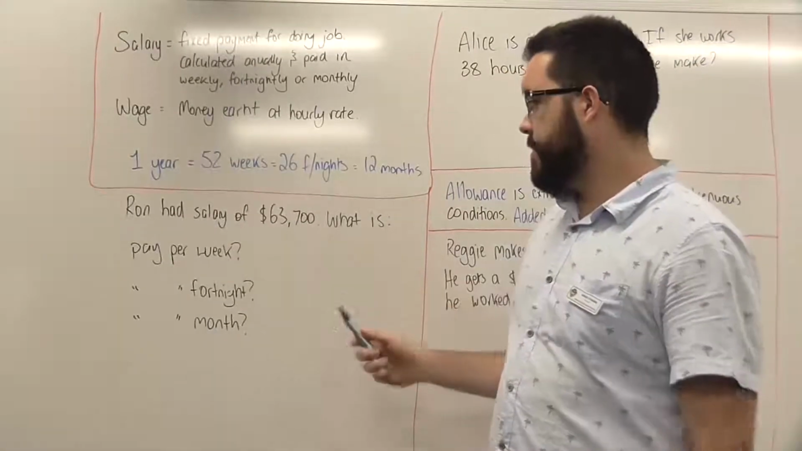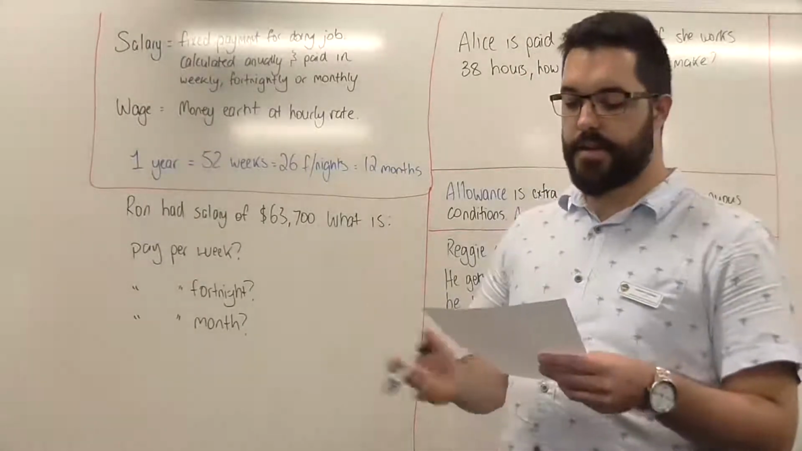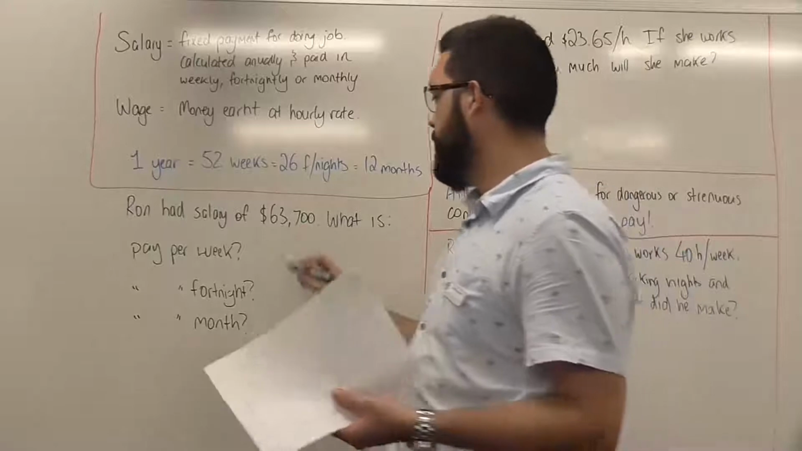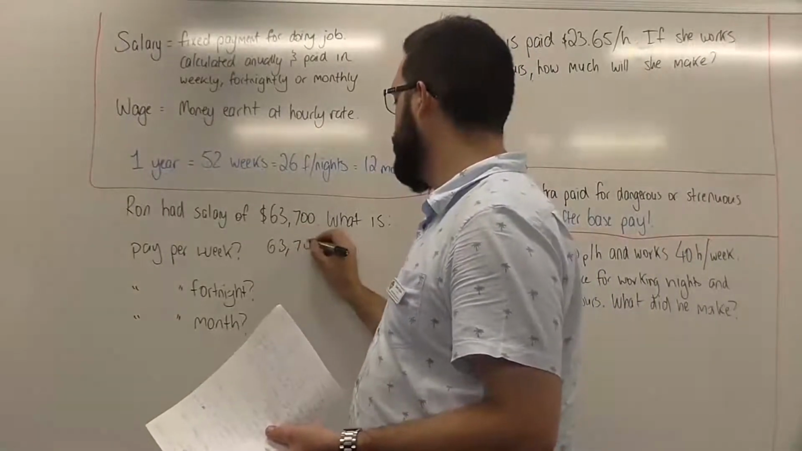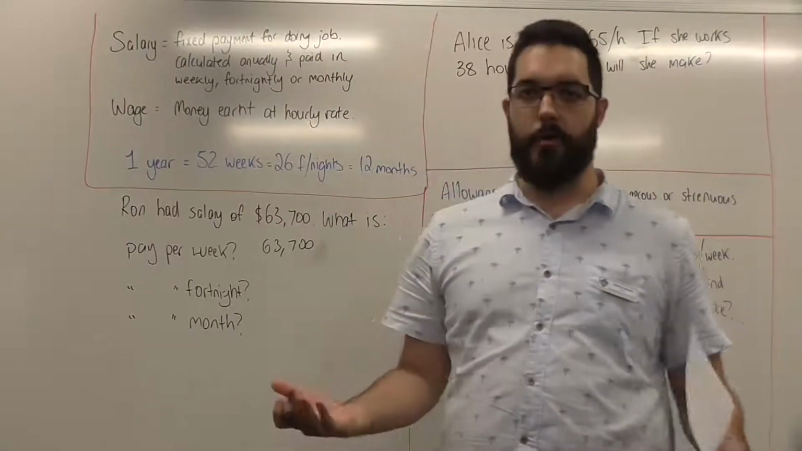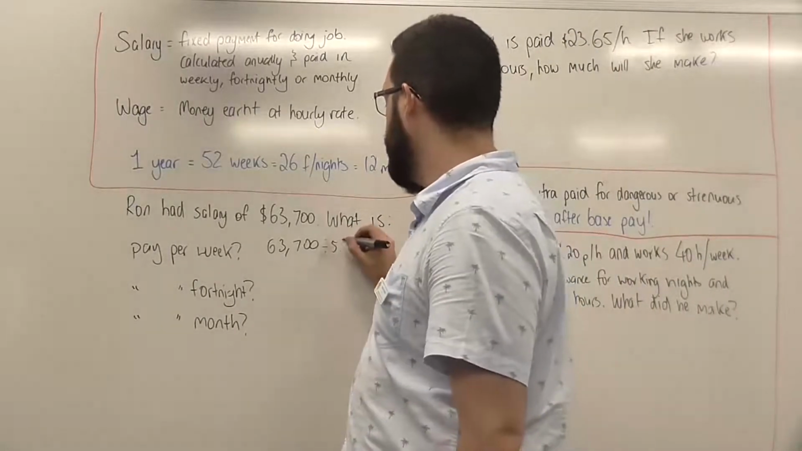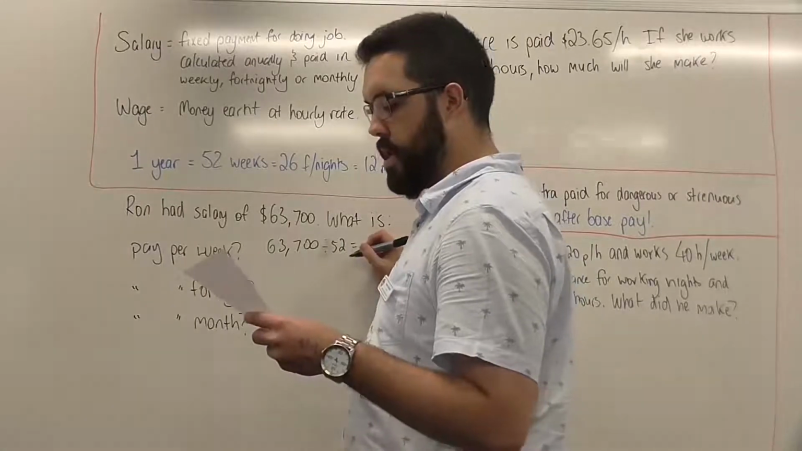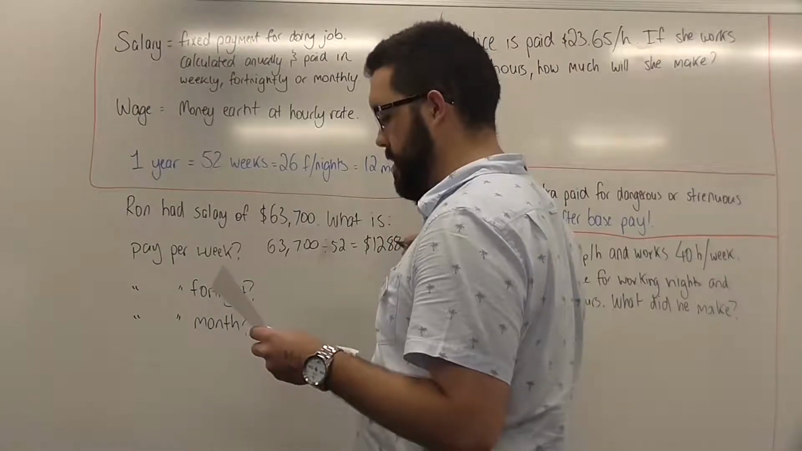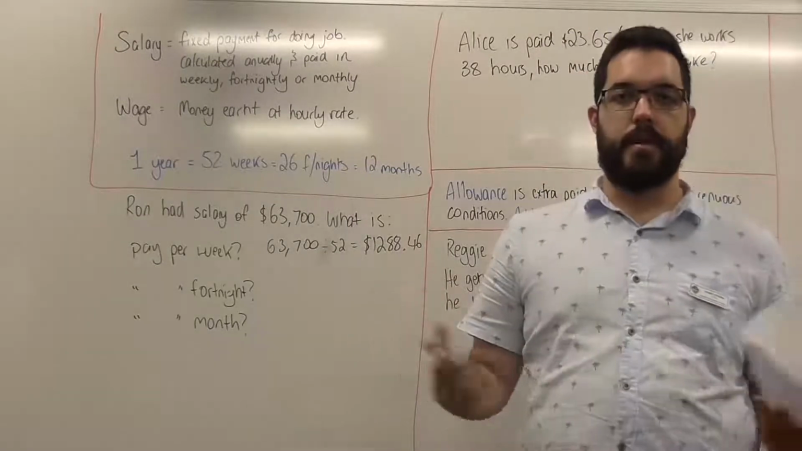Ron had a salary of $63,700. What is his pay per week? Easiest way, well, these are pretty simple. We look at our scale up here and we think, okay, per week. I know Ron gets $63,700 per year, so I need to find out, it's not times, how much he makes per week. So we look at how many weeks in a year, which is 52. So we're going to divide by 52, which equals $1,225. Take my annual salary divided by 52, number of weeks.